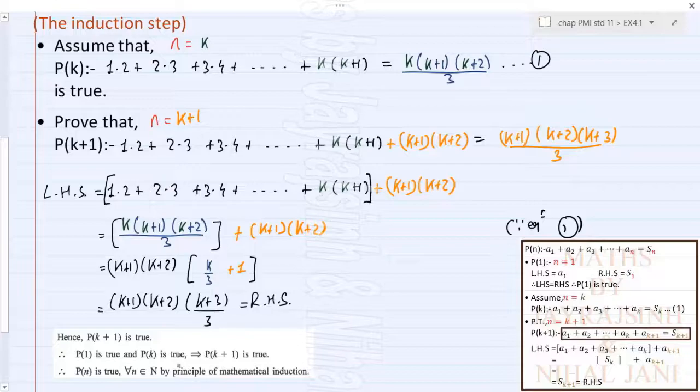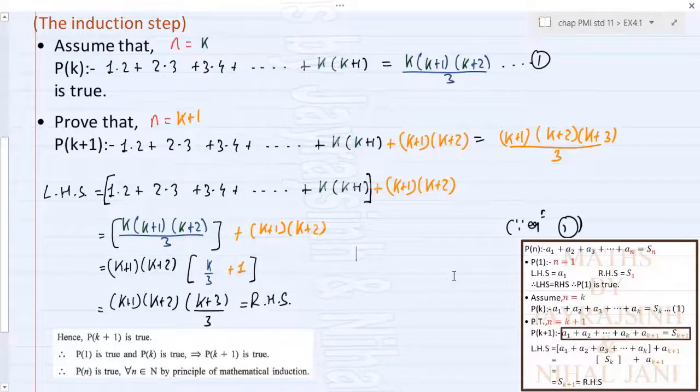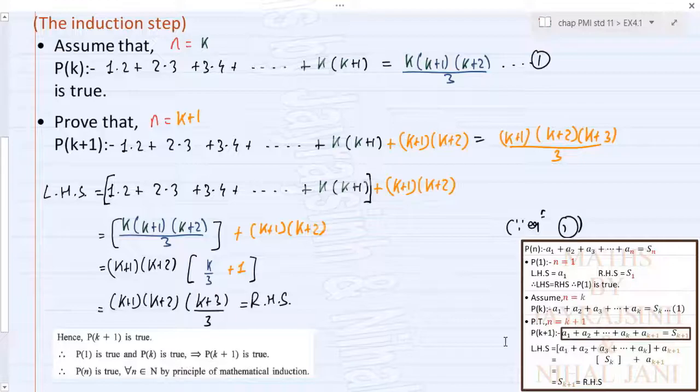So using PMI, we can say our p of n is true for all n belongs to N. Ta-da!